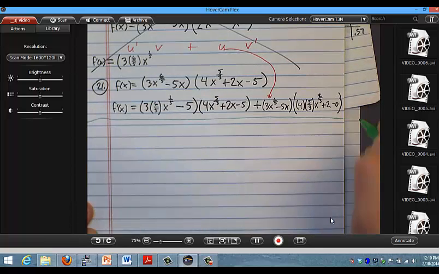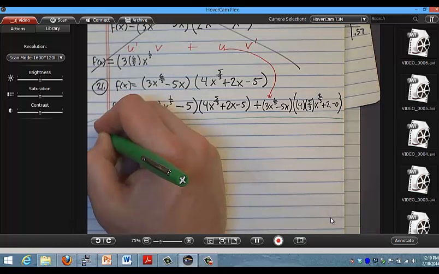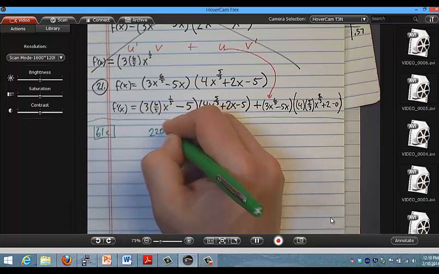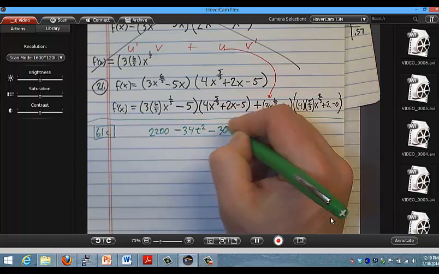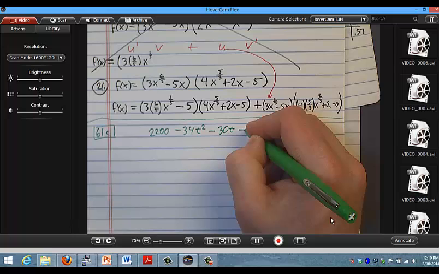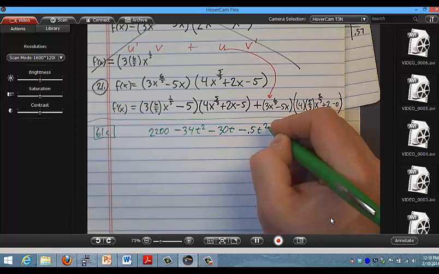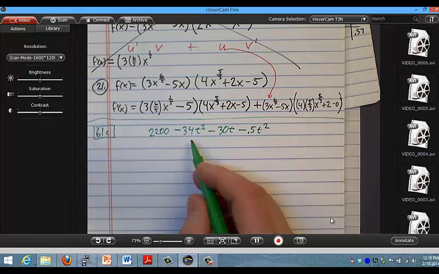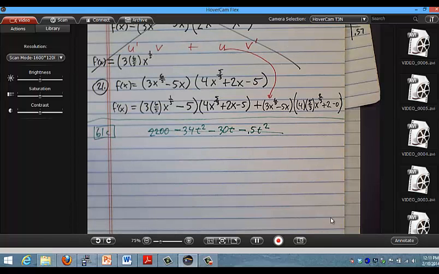Who asked this one? Jessica? What'd you get for 61C, the revenue function? 2200 minus 34t squared times 30t minus 0.5t squared. Minus 30t minus 0.5t. It's times, times in between 34t and 30. Oh, okay. Right. Because to get revenue, got it.